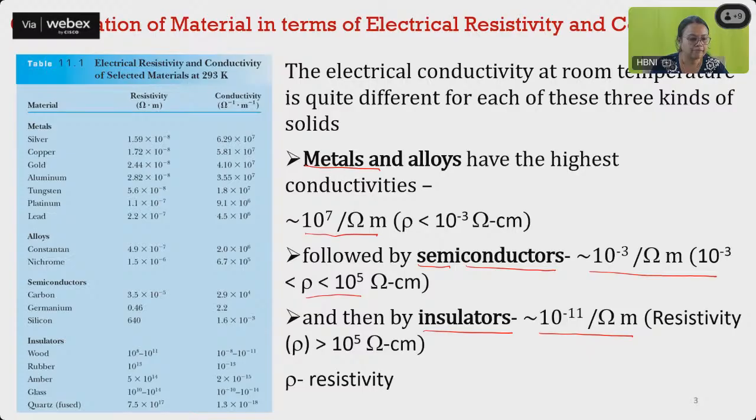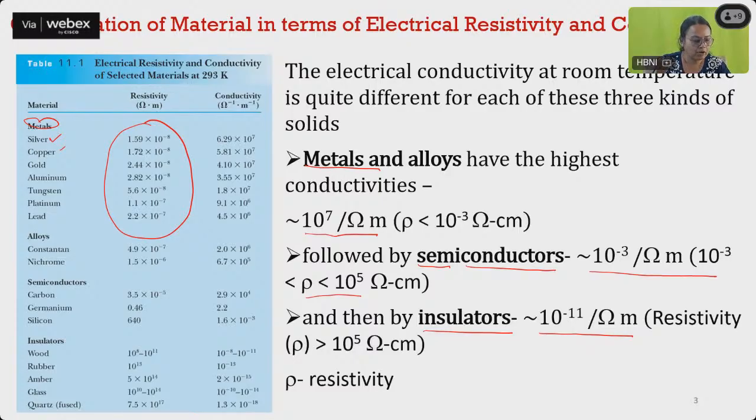On the left hand side, you can see this panel where I have listed a few materials. In the case of metals, we have silver, copper, gold, aluminum, tungsten. We see that the resistivity is very low, of the order of 10 to the power minus 8, minus 7, and conductivity is very high.